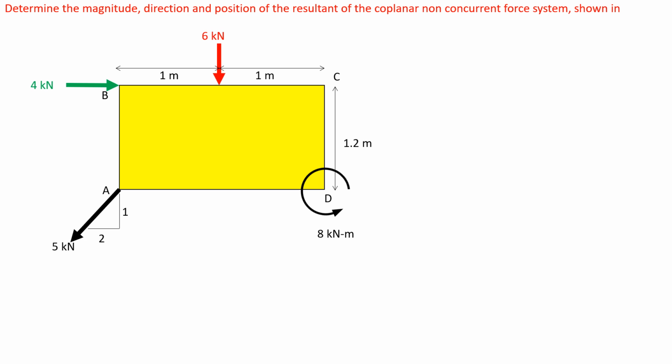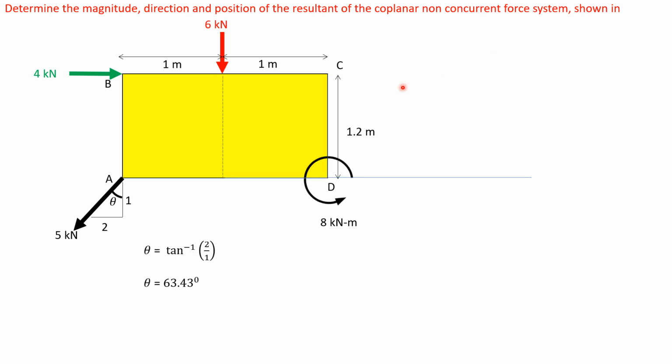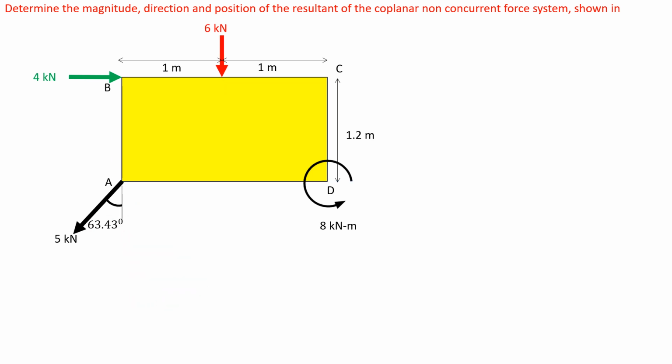Determine the magnitude, direction, and position of the resultant of the coplanar non-concurrent force system shown in the figure. First, let us find this angle theta. This angle is given by tan inverse of opposite by adjacent. We get theta as 63.43 degrees.